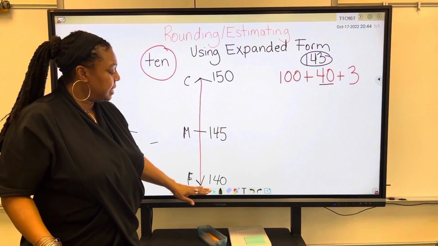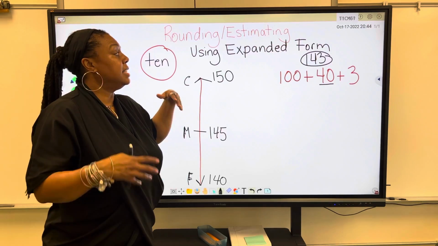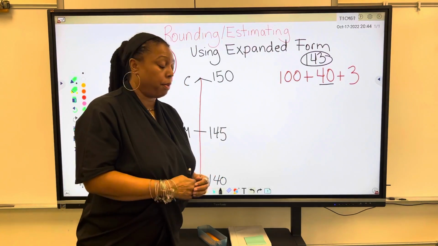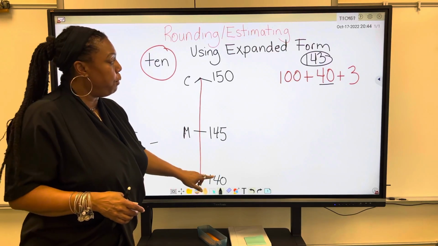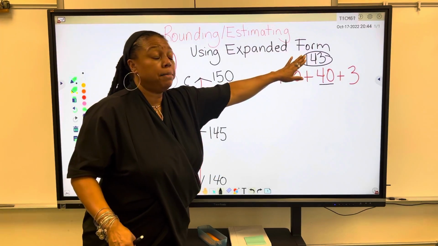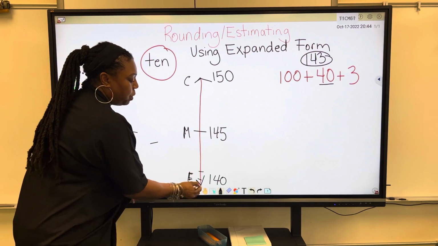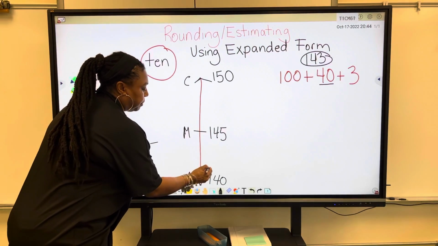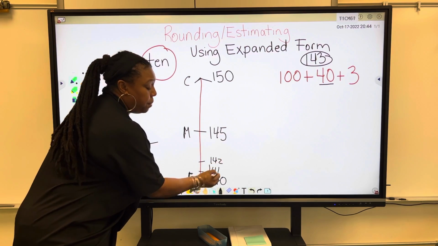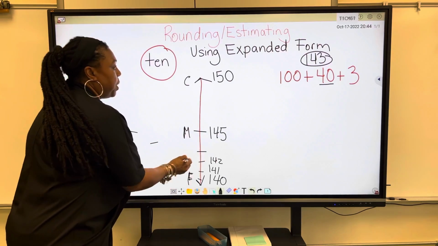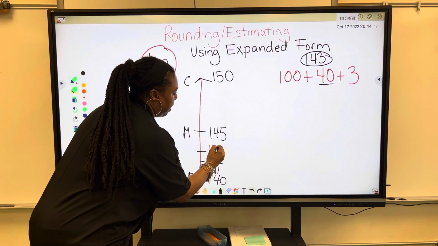Okay, so now what we need to do is we need to plot the number 143 on our vertical number line and see which 10, either 140 or 150, is actually closest to 143. So let's go ahead and start. I like to always start with the floor, and it's 140. So now I need to count up to 143. Well, if this is 140, this would be about 141. This would be about 142. So 143 would be right about there.